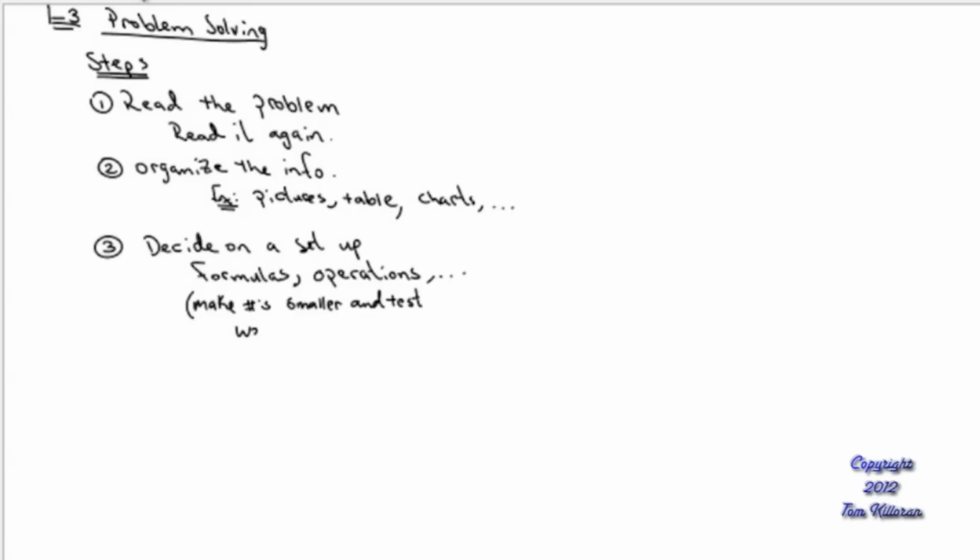Work backwards. Maybe the problem is asking you to go an unnatural direction. You're used to going left to right, and they want you to go right to left. Well, go left to right first and see how the problem works, and then it kind of gives you a clue on how to undo it.